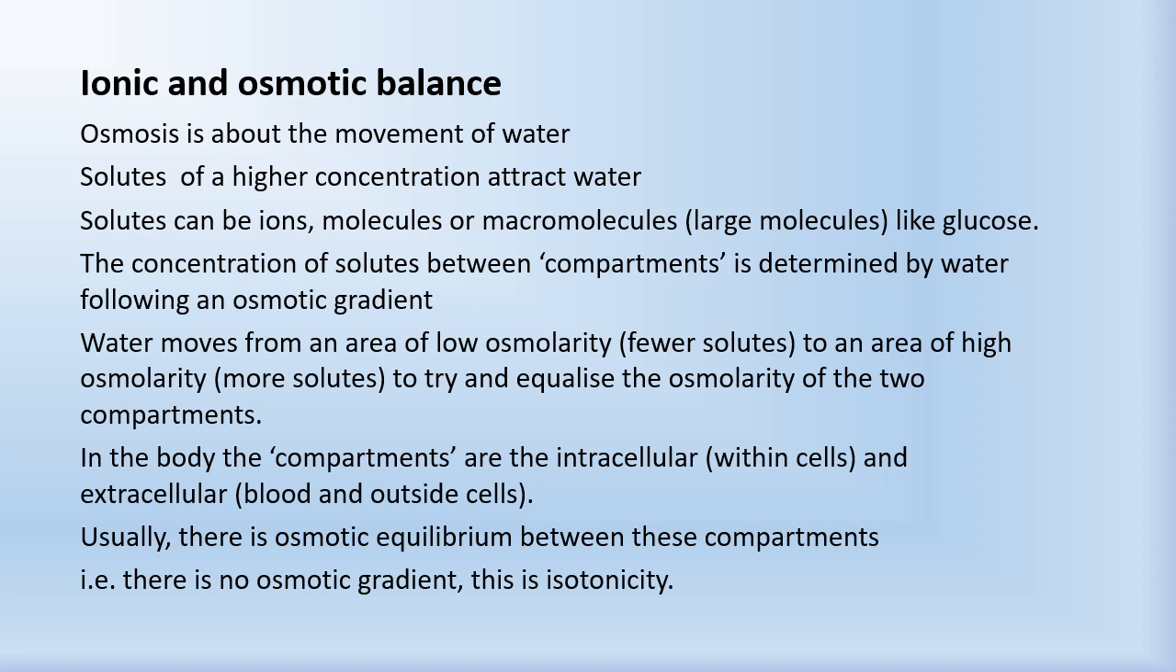In hypertonicity, cells will shrink, and this is where there is a higher number of solutes outside the cell, so water moves out of the cells to try and dilute it, and the cells shrink. Hypotonicity is where cells swell, so there is a higher amount of solute inside the cell, so water moves into the cell and the cell starts to swell.